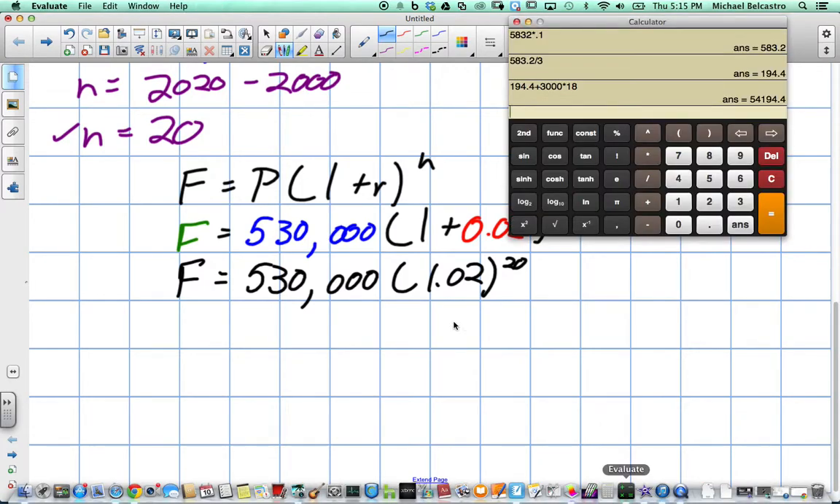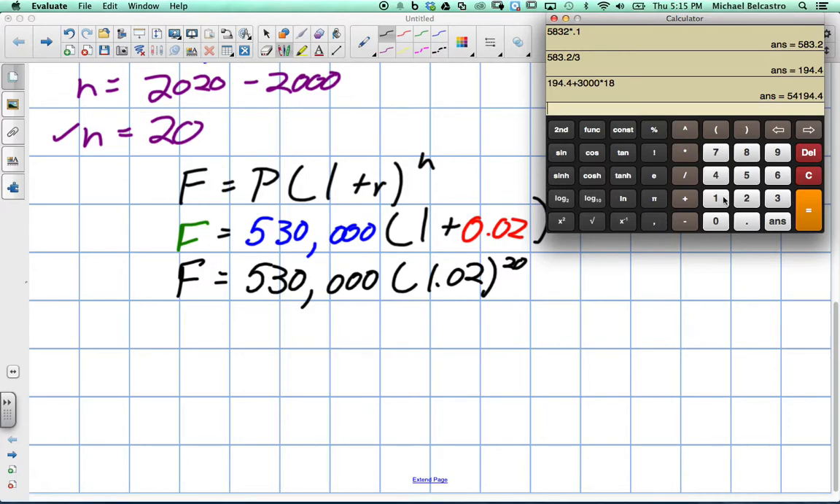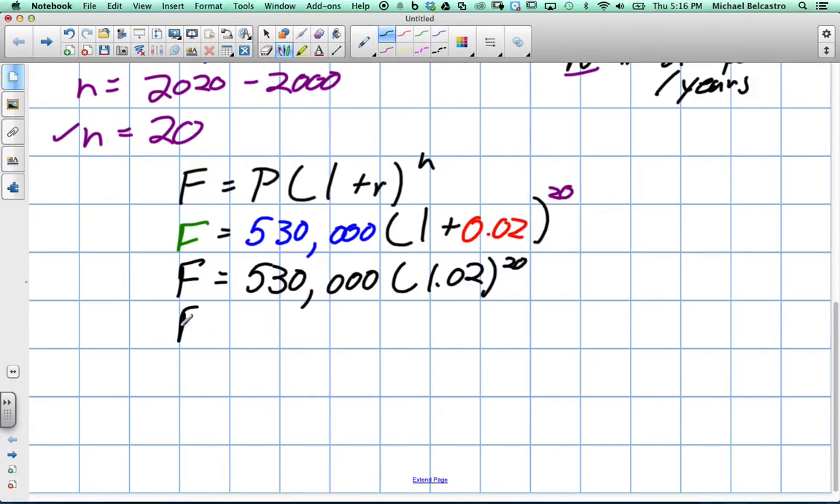Now, you might be able to do this all in one step on your calculator. I'll do it one step at a time for us. The power of 20, what does that give us? It gives us a really big decimal. So instead of writing that out, I know the next step is to multiply by 530,000. I'm going to take my answer from before and multiply by 530,000. There we go. That is 787,552.